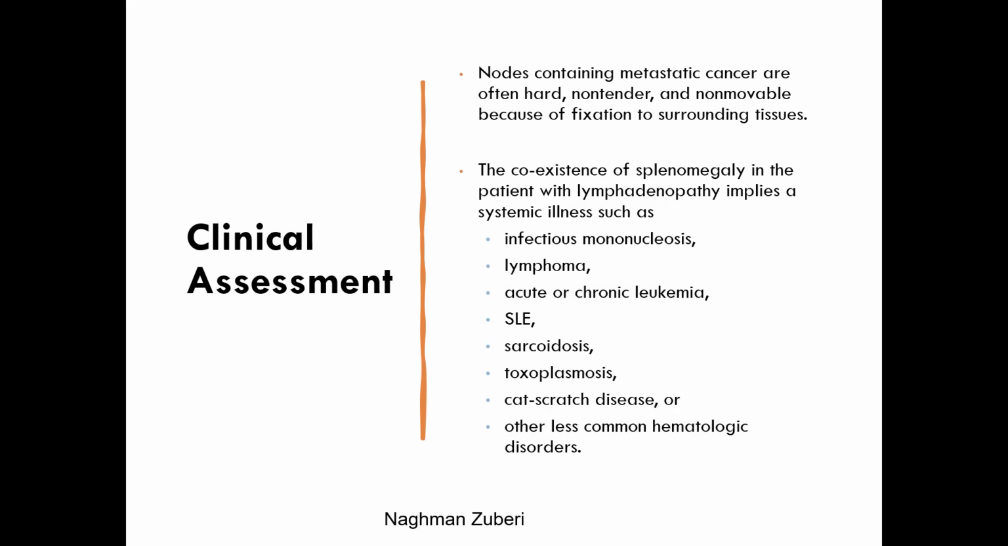The coexistence of splenomegaly in a patient with lymphadenopathy implies a systemic illness, which could be infectious mononucleosis, lymphoma, acute or chronic leukemia, then SLE, sarcoidosis, toxoplasmosis, cat scratch fever, or other less common hematological disorders.